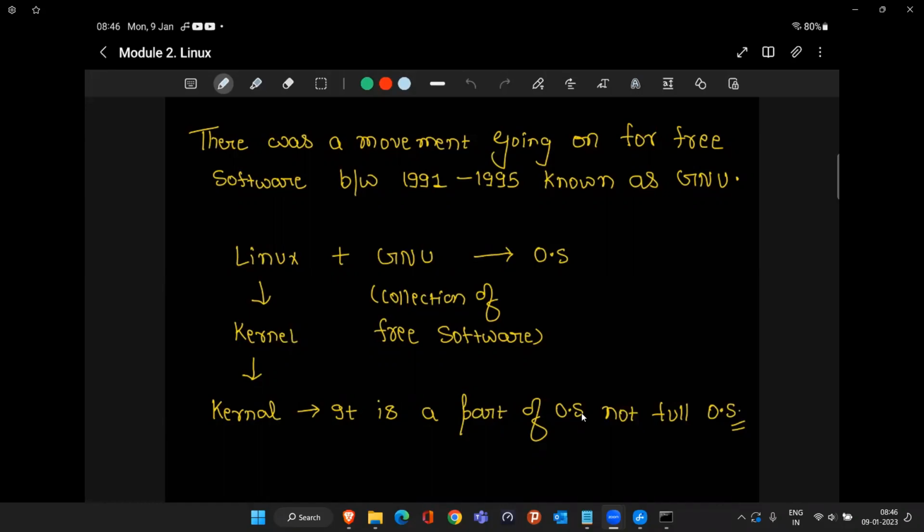Similarly, in today's world, we go to buy a laptop. At the end, what you get is hardware, then you get the Windows kernel, and on top of the Windows kernel you get some basic software already present in your Windows laptop, like the Microsoft Edge browser and Microsoft Office. In the same way, the collection of free software that comes from GNU, plus Linux, which is basically the kernel, if you combine both these things, then it becomes a full-fledged operating system.